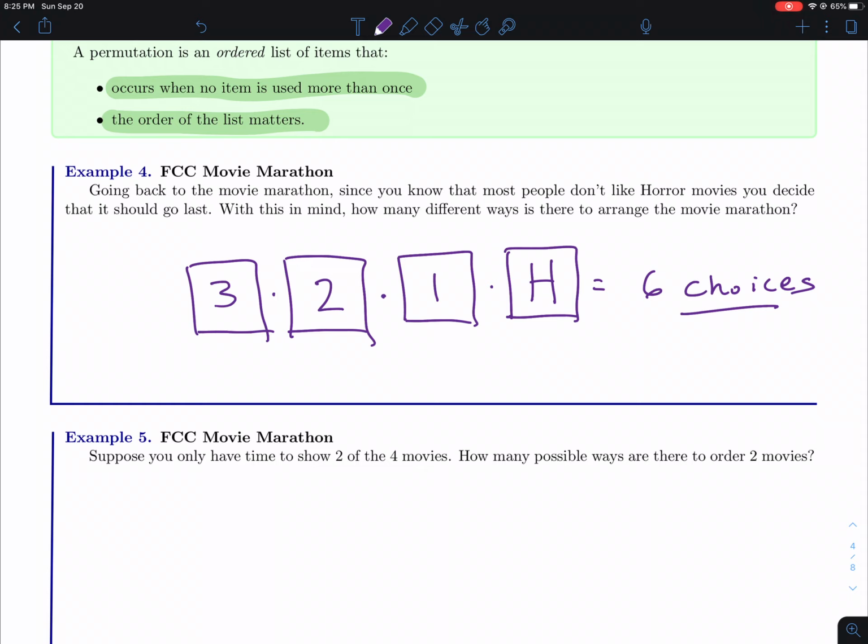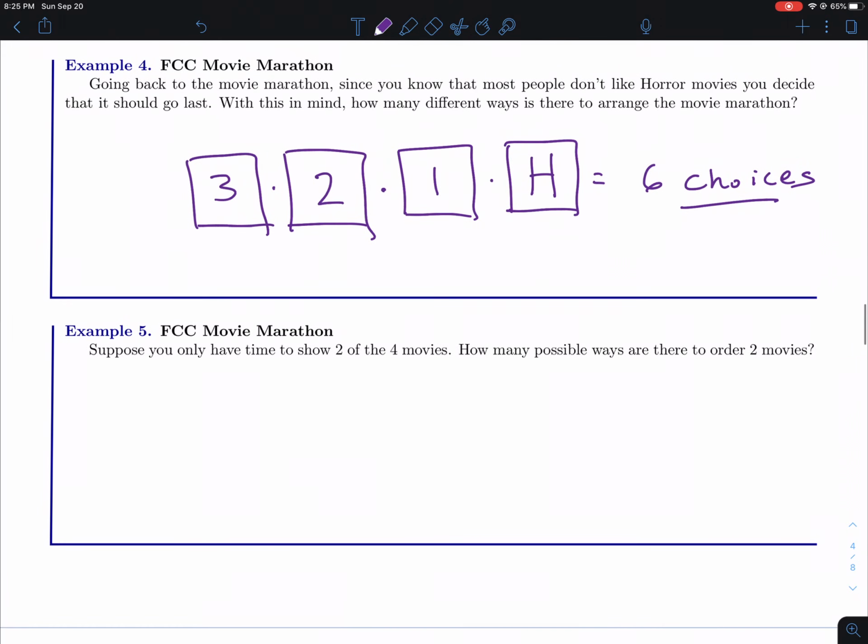All right. So again, example 5, continuing under this same movie marathon idea. In this case, maybe all of a sudden the FCC decided, oh, you can't be here until 2 o'clock in the morning playing these movies. You've got to be out of here by 10 o'clock. So we only have time for 2 of the 4 movies in this case. So the only difference is, since I'm only picking 2, I'm just going to draw 2 boxes. It doesn't affect how many movies we have to choose from or anything like that. It just limits how many time slots we have.